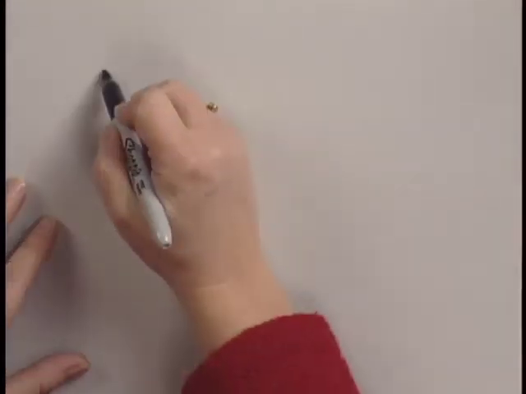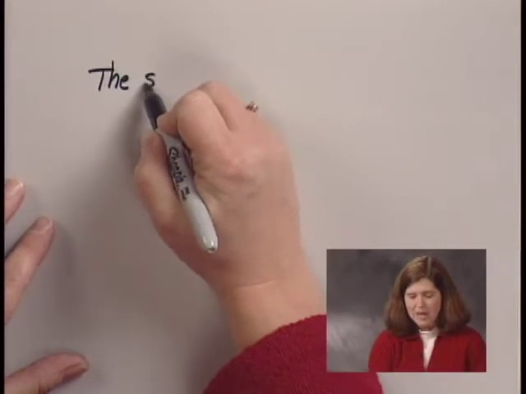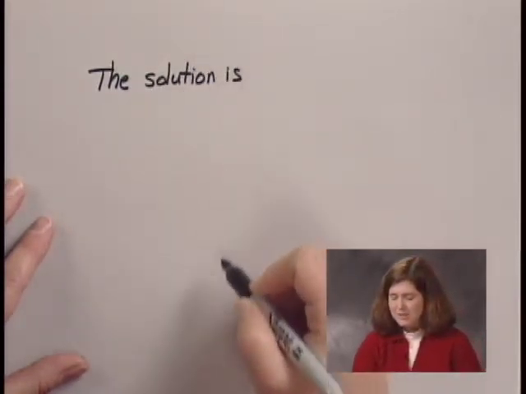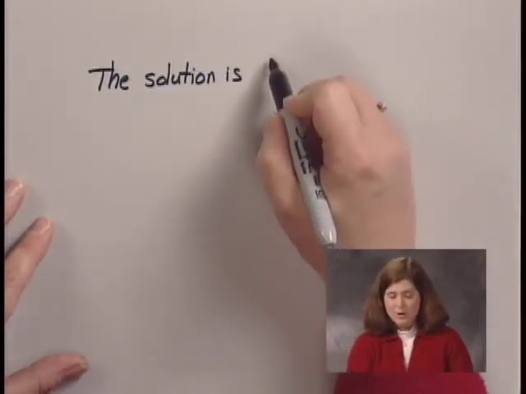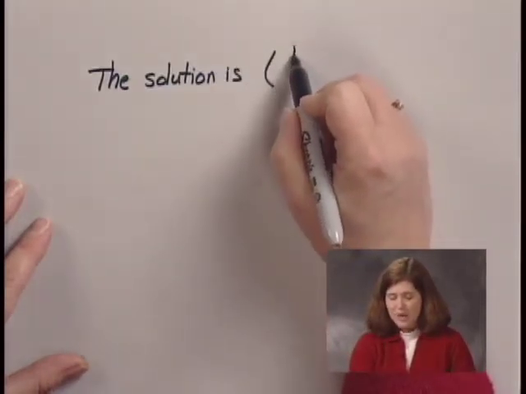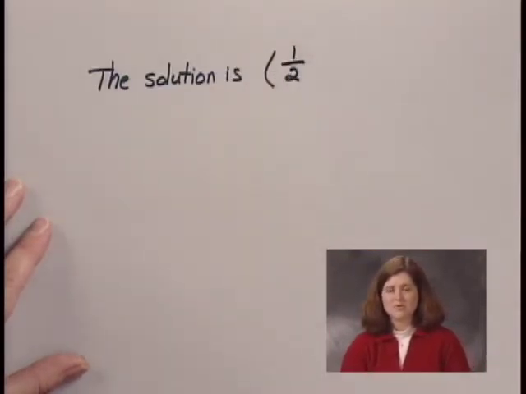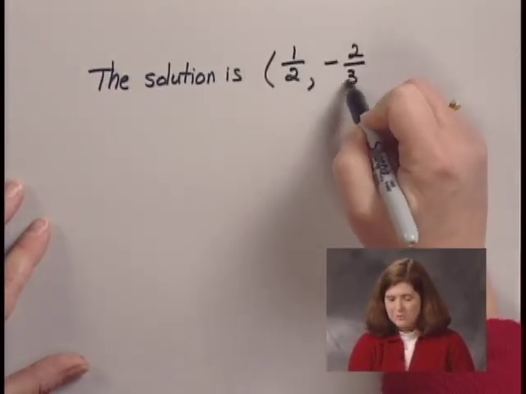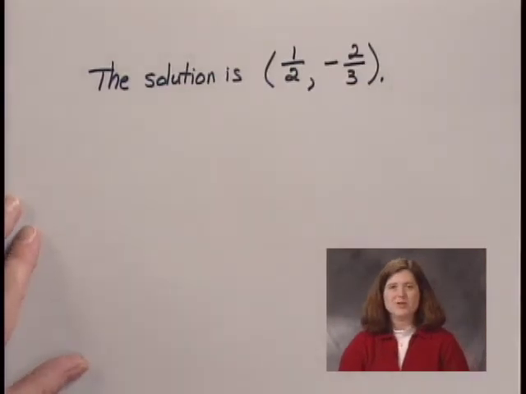So I can state, and since I have a lot of work there, I'm going to state it real clearly so the answer doesn't get lost, and state it as an ordered pair. The x value was 1/2, so it gets written first because it comes first alphabetically. The y value was negative 2/3. And that's the solution of the system.